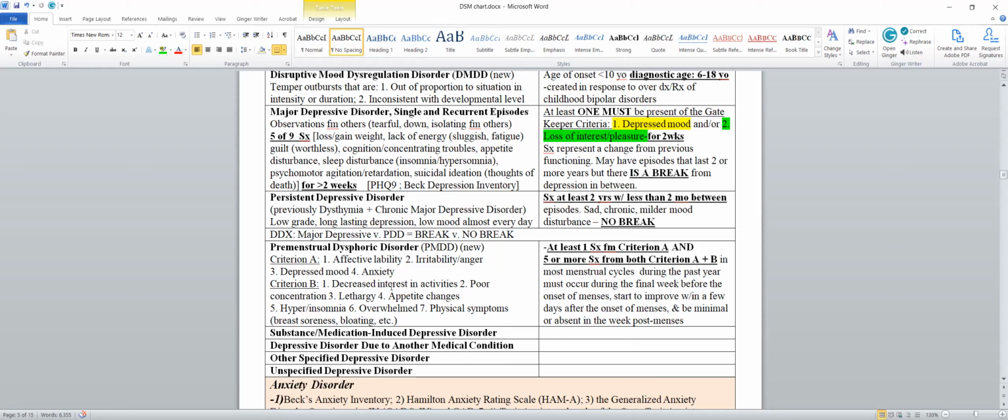So it occurs in most menstrual cycles during the past year, must occur during the final week before the onset of menses, start to improve within a few days after the onset of menses, and be minimal or absent in the week post menses.